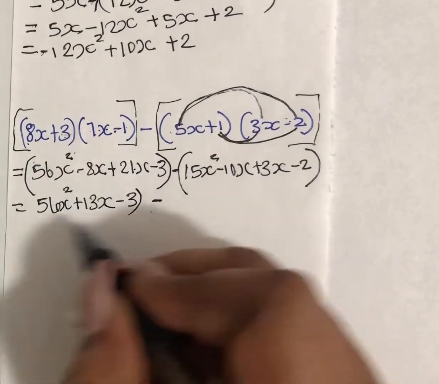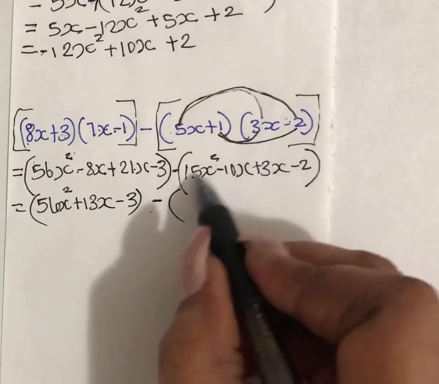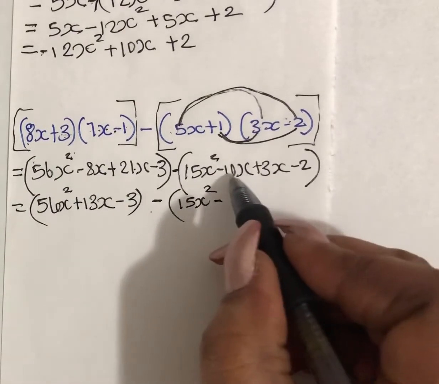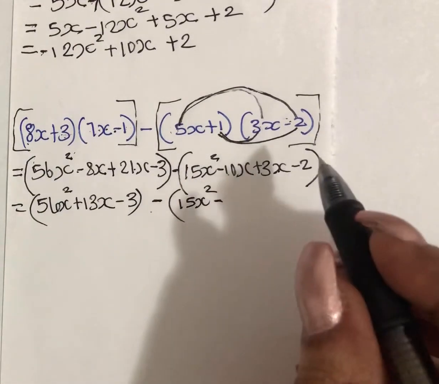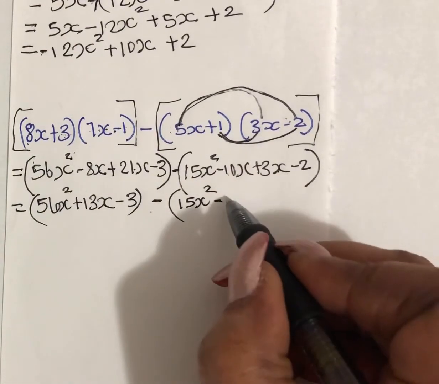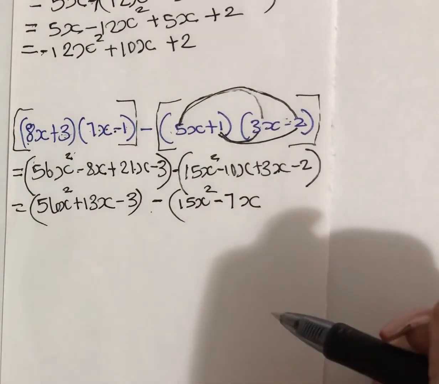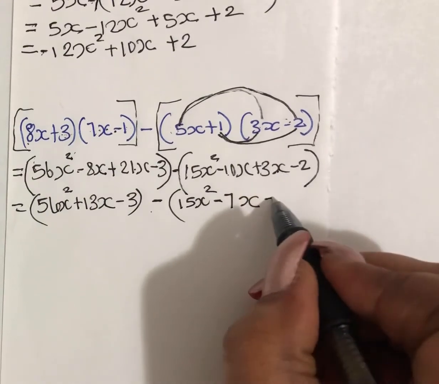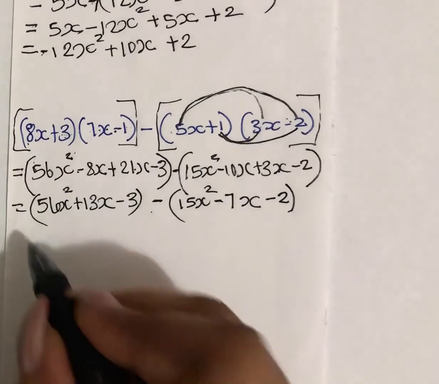I'm going to simplify. The only x squared term in this case is 15. Minus 10 plus 3 is going to give me minus 7, right? And the only constant term is negative 2.